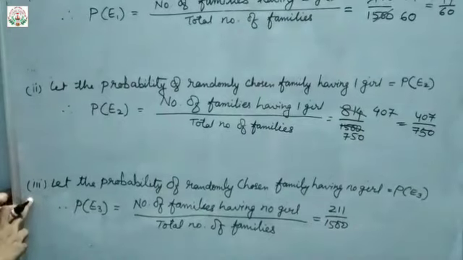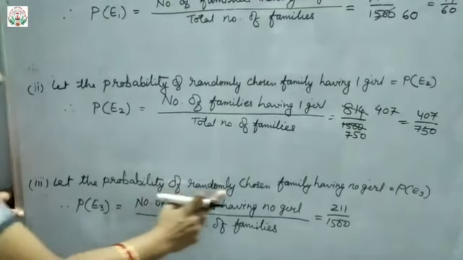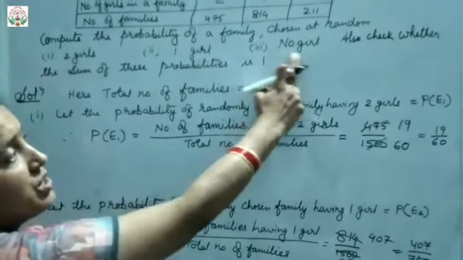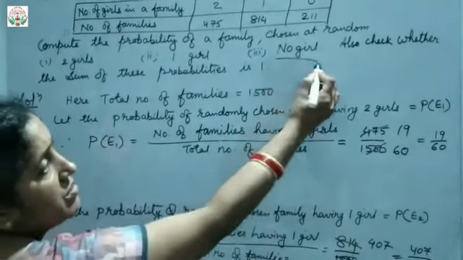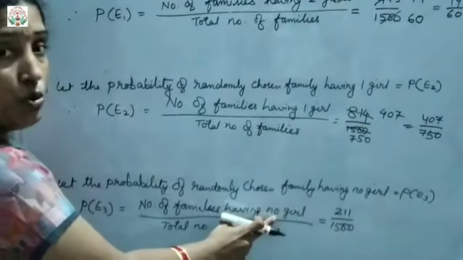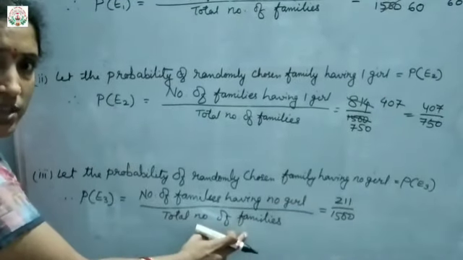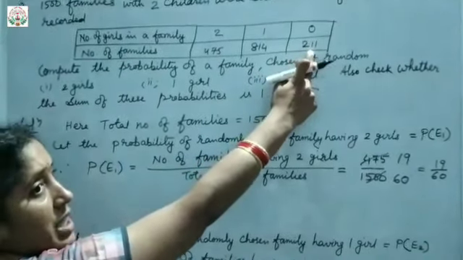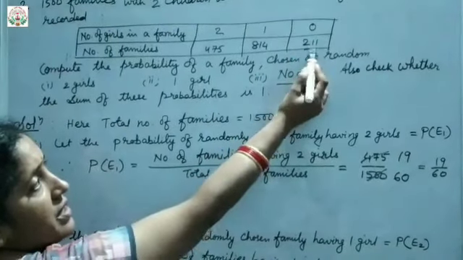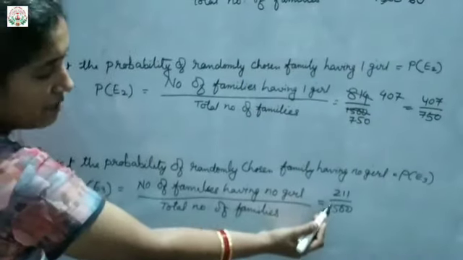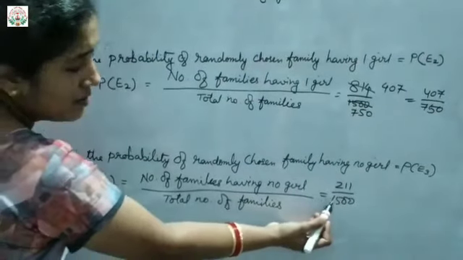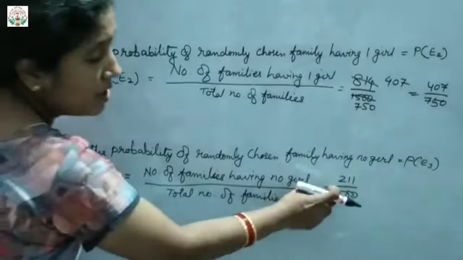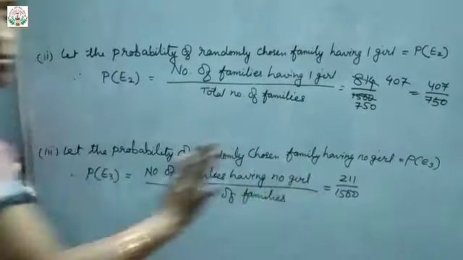Then the third part: the probability of a randomly chosen family having no girl. The third question is no girl. So families having no girl upon the total number of families. From the table, that is 211, so 211 upon the total number of families, 1500. It is not divisible at all, so we will leave it like this only.